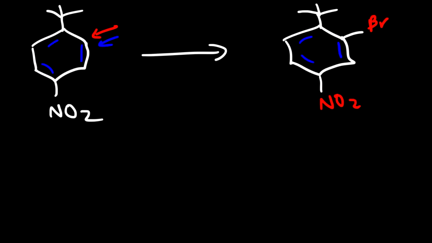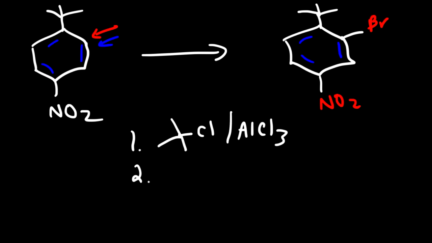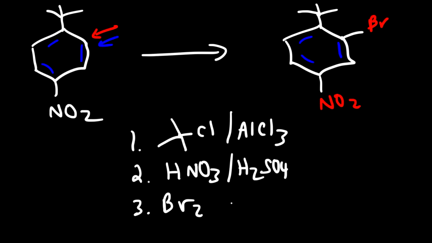So now that we know the order in which to put these three groups on a ring, let's write out what we need. So the first step is to use tert-butyl chloride with aluminum chloride. So that's going to be the Friedel-Crafts alkylation reaction. And then the second step is nitration. Nitric acid with sulfuric acid. And then the final step is bromination using Br2 and the FeBr3 Lewis acid catalyst.